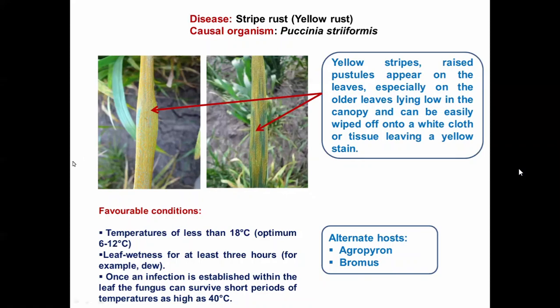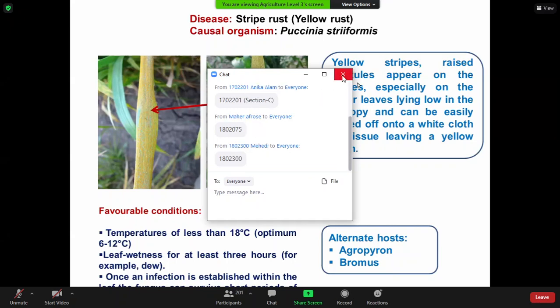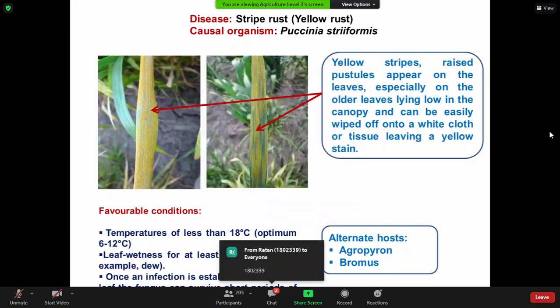And you see the symptom. Usually, this pathogen is an obligate parasite, cannot live without a living host. So they need to survive. In the alternate hosts, agropyron or bromus, this type of host is always present in the field. These are grasses, but the pathogen can survive in absence of the main host in agropyron and bromus. And once infected, you will see yellow stripes, dark, raised pustules. Pustules means fruiting body.